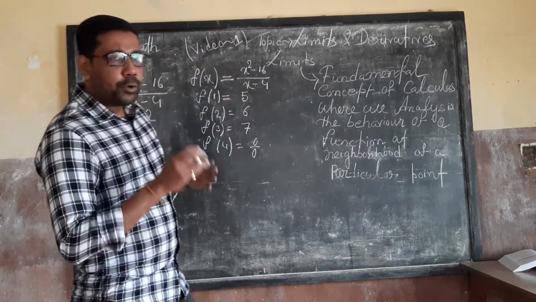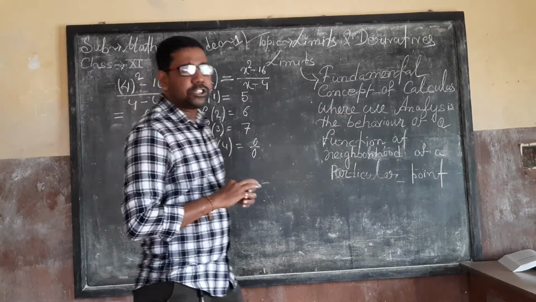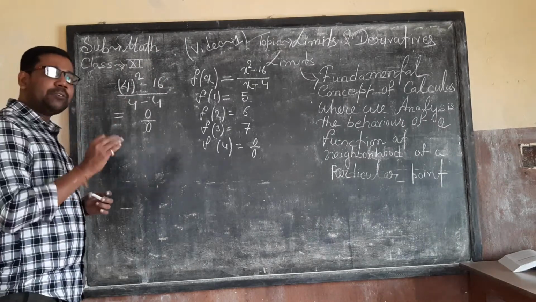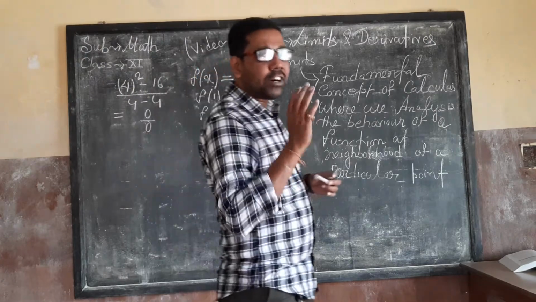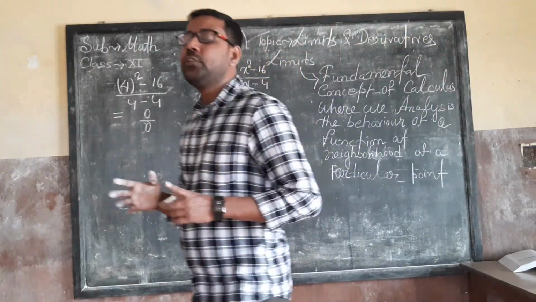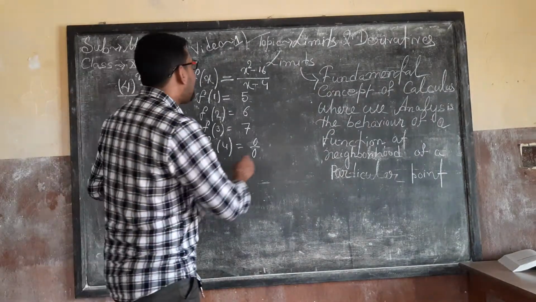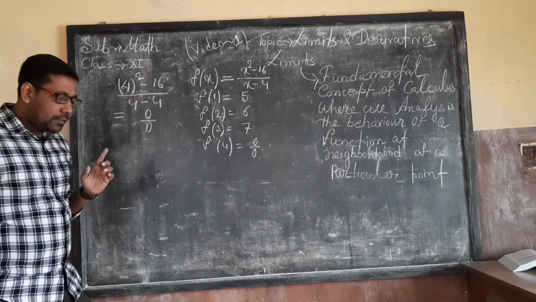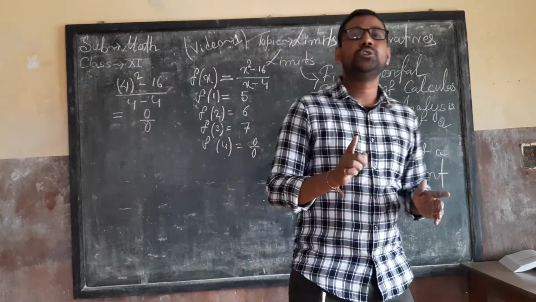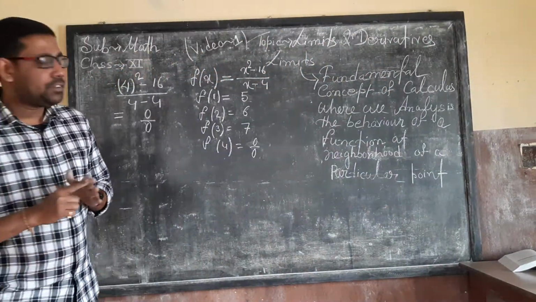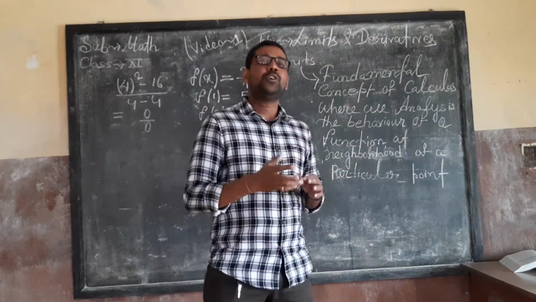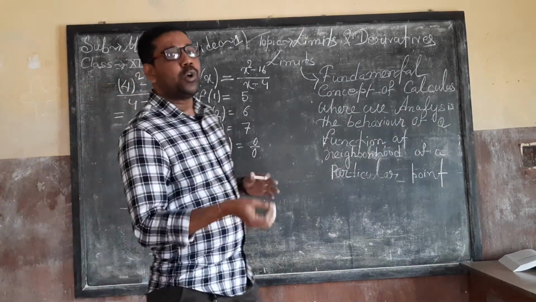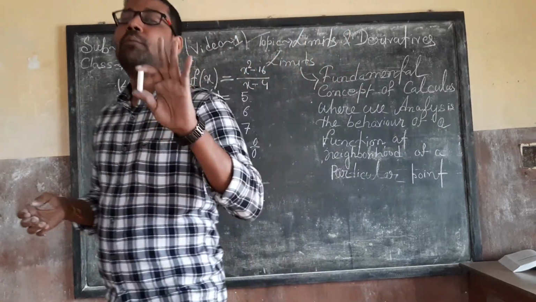So when we put x equal to 4 in this function, the value is undefined. That means at x equal to 4, this function violates the protocol of a function. This is a big problem to justify whether it is a function or not. To solve this problem, we introduce the limit, which is a process to analyze the behavior of a particular function in the neighborhood of a particular point.